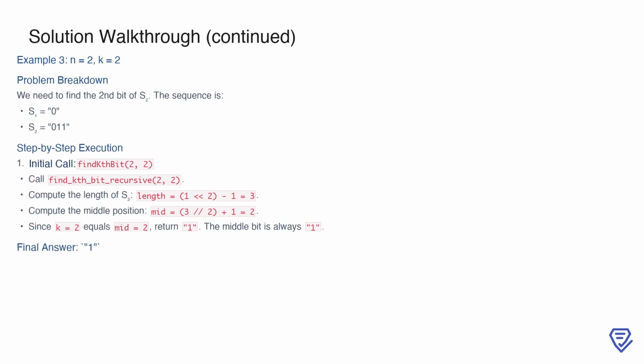Finally, in our last example, we need to find the second bit of the second binary string, s2. The sequence is straightforward here: s is 0, and s2 is 011. The length of s2 is 3, and the middle position is calculated to be 2. Since k equals 2 is equal to the middle position, we know immediately that the second bit of s2 is 1. As with the previous example, this is because the middle bit of any s is always 1. Thus, the final answer for this example is 1.